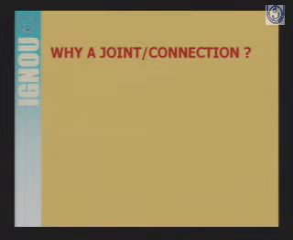As you remember, we were discussing the design of steel structures. In that course, today we will discuss the design of riveted connections or riveted joints. As you know, the question first arises: why a connection or a joint?